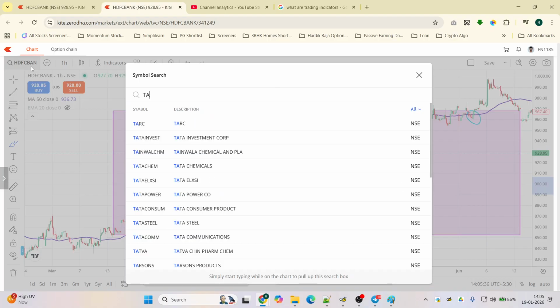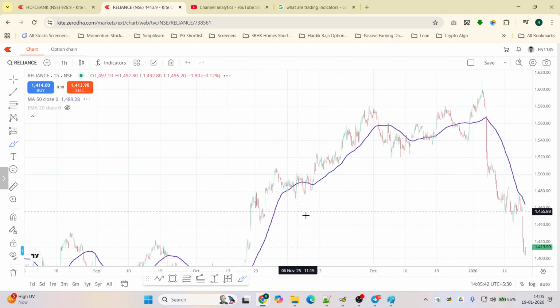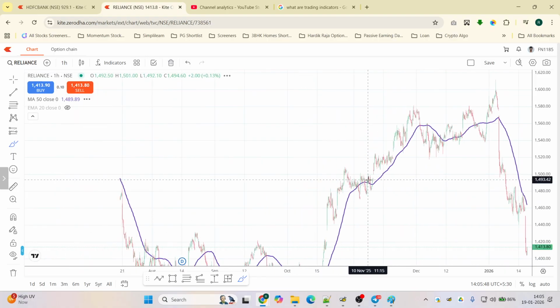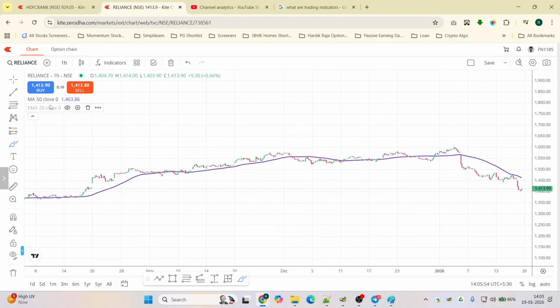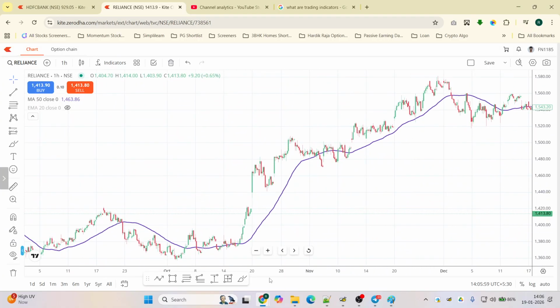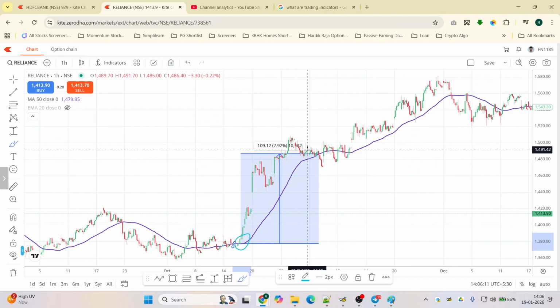Let me give you one more example. Okay, let me go with Reliance. Let me first show you the difference. Let me go with the 1 hour candle. Okay, 1 hour time frame. So I'll use this tool. So this starts here, right? And this is ending here. So from this point up to this point, you are getting 7.92% of returns, right?